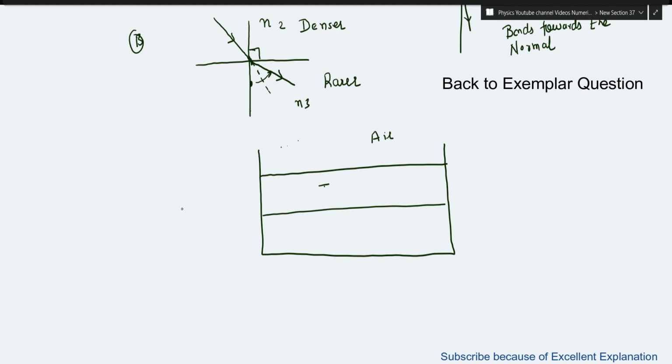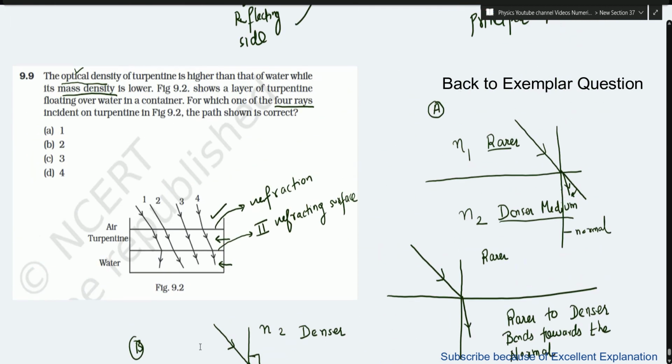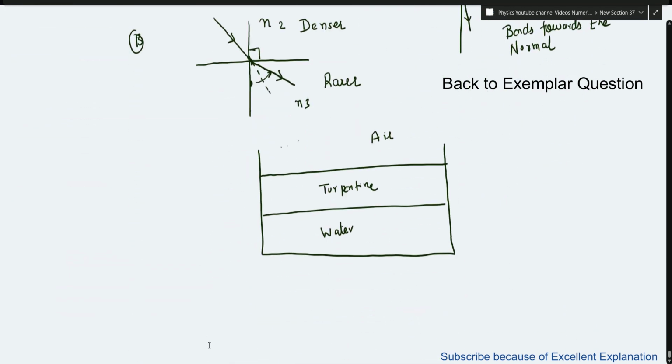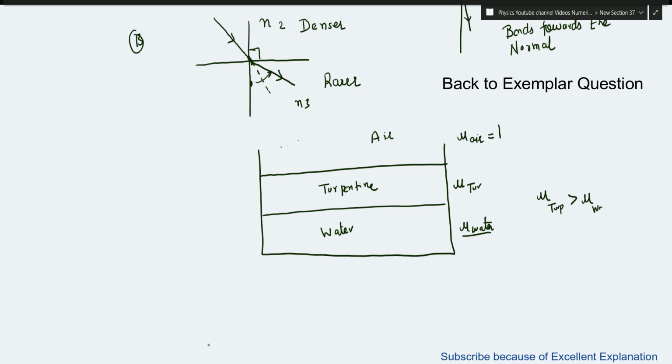This is your turpentine, and this is your water, and it is given to you that the optical density of turpentine is higher than that of water. Which means the refractive index of turpentine, I will call it mu turpentine, this is mu water, and this is mu air. Mu air is generally taken as 1, so you don't have to worry about the values. We also know that the refractive index of water is greater than that of air. So the refractive index of turpentine is greater than that of water, which is greater than mu air.